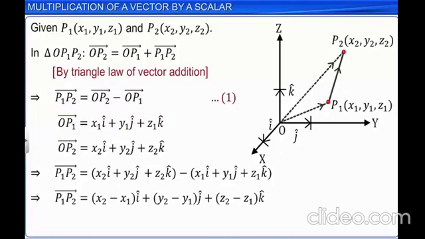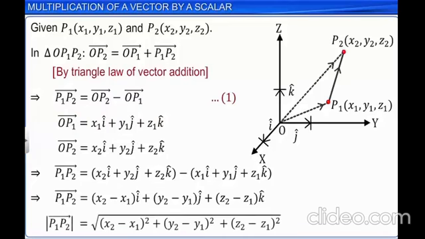as shown here. The magnitude of vector P1P2 is given by the square root of the sum of the squares of its scalar components x2 minus x1, y2 minus y1, and z2 minus z1.